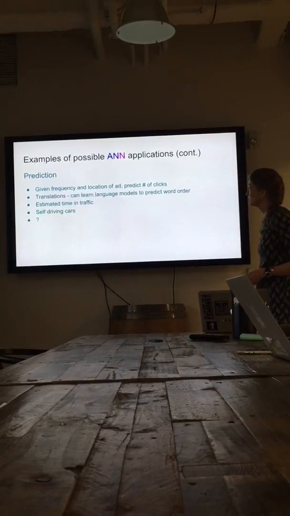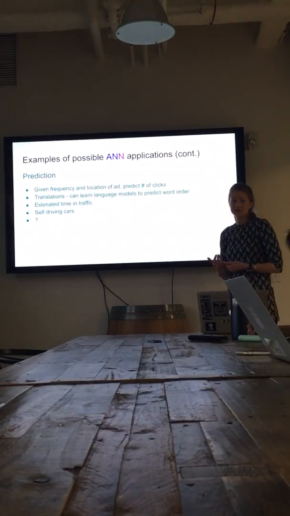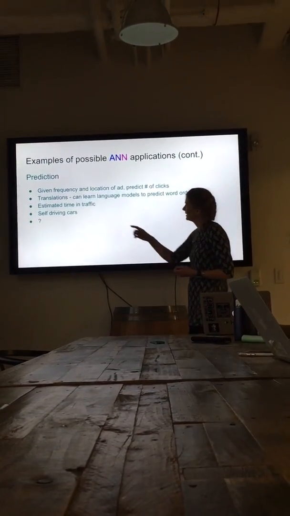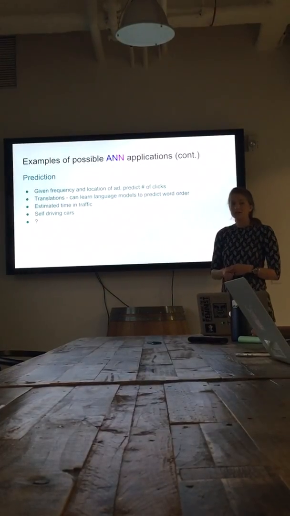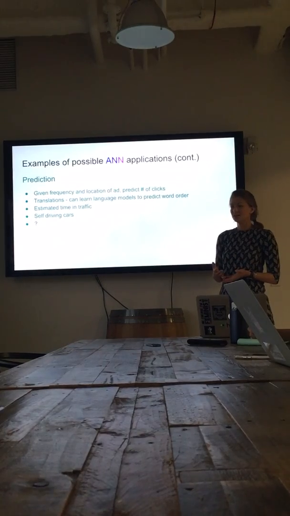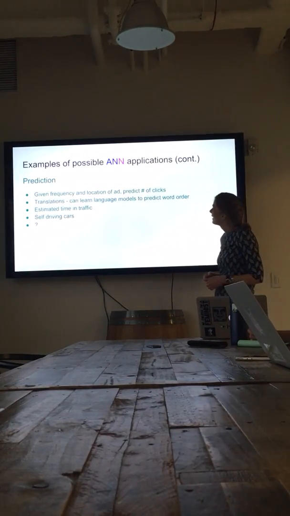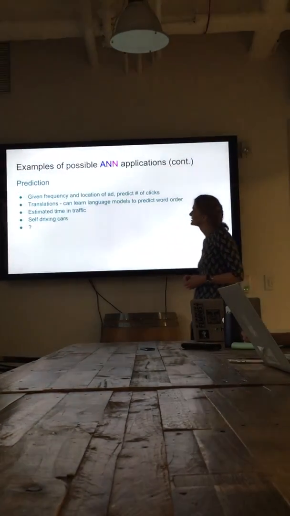And then prediction. The other task that neural networks are good at is prediction. This would be looking at something like, given the frequency and the location of an ad, predict how many clicks we're going to get. Then we could decide how much we should spend on the ads based on how much we think we're going to get out of it. That's good for bidding. And then translations.